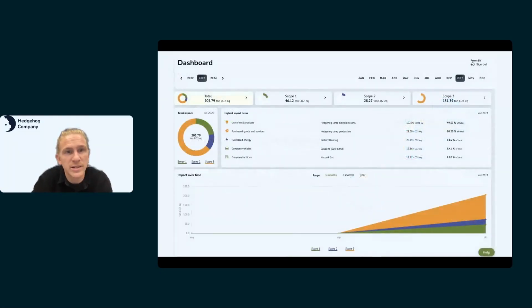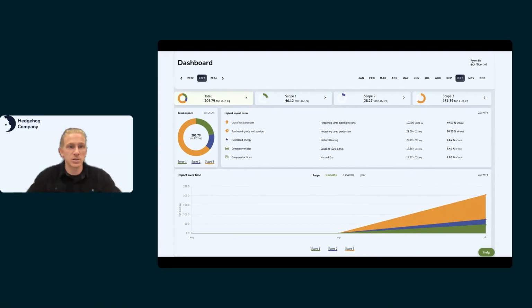So let's quickly dive back into our single overview, just to give you a little bit of an idea. Of course, this overview is for any organization very, very different. If you are a service provider, you will see that you have very different emission sources that are contributing to your carbon footprint to when you are a manufacturer or when you are a retailer or when you are a pension fund. So really, this really depends on what kind of organization you are.